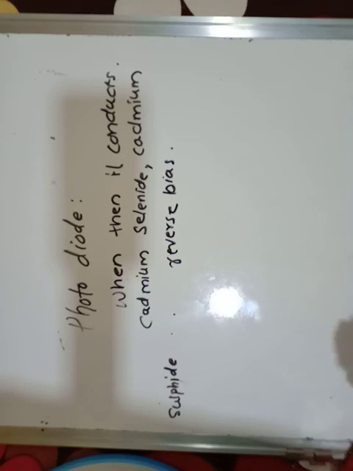Okay, so we have the comparison between LED and photodiode. First of all, we are going to see the LED. It emits light when it conducts. The photodiode conducts when light is incident on it. The LED operates in forward bias. The photodiode operates in reverse bias.